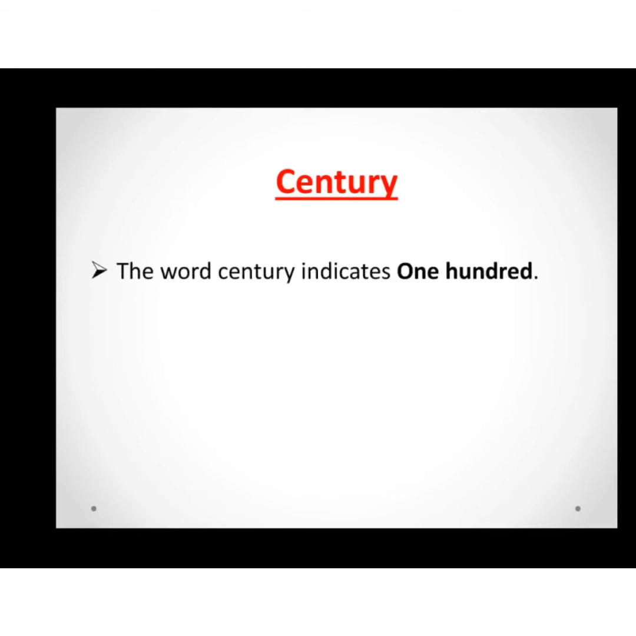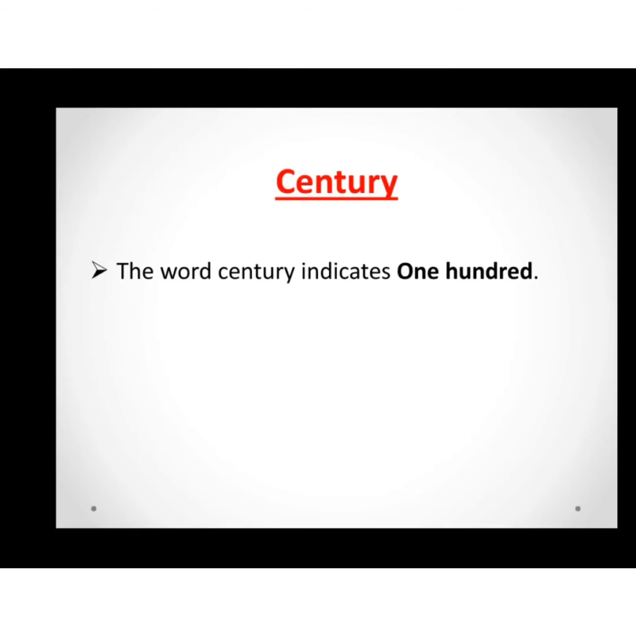The next topic is century. This is a new word which you have already learnt in our regular classes. Can you please define the word century? Good. The word century comes from the Latin word centum, that means 100. So simply we can say the word century indicates 100.